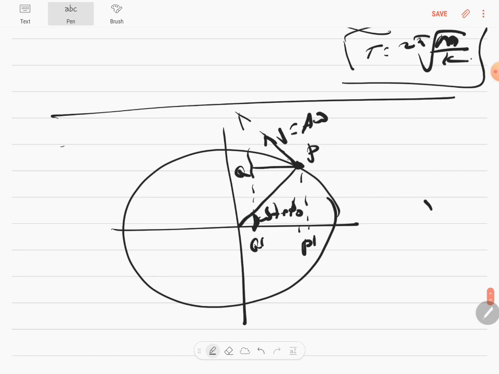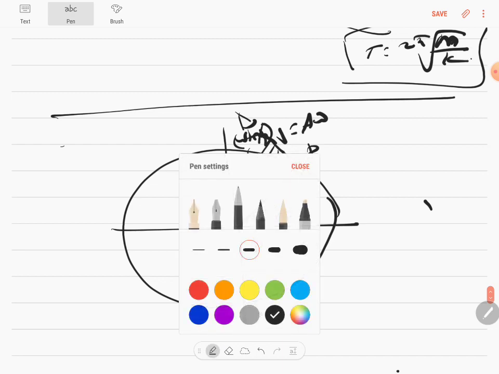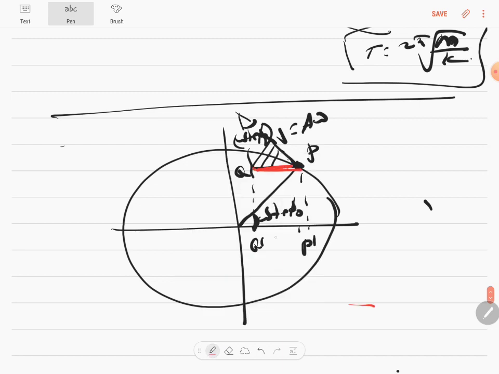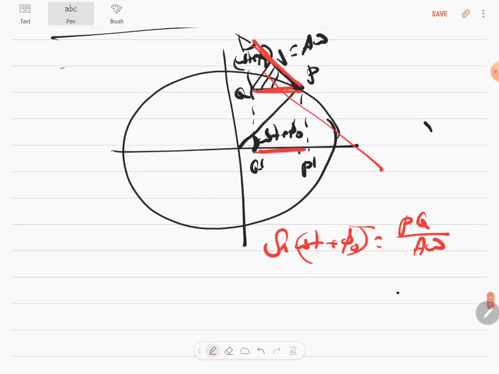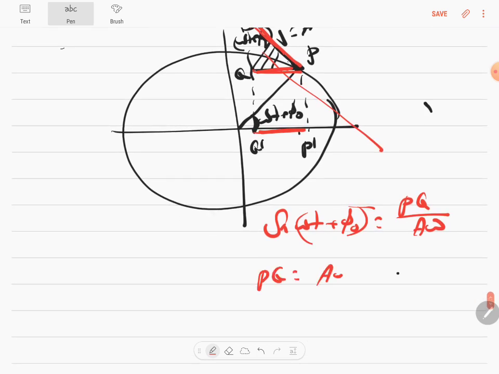By similarity, the angle here is omega t plus phi naught. Taking this triangle, if you want to find PQ, which is on the opposite side and is eventually P dash Q dash, you have to use sine. So sin(omega t plus phi naught) is equal to opposite, which is PQ, by hypotenuse, which in this triangle is A omega. Therefore, PQ itself is A omega sin(omega t plus phi naught).